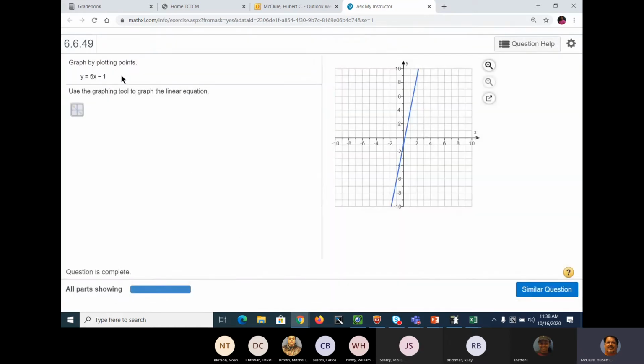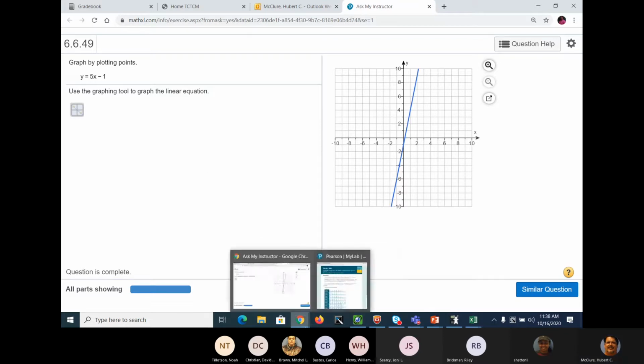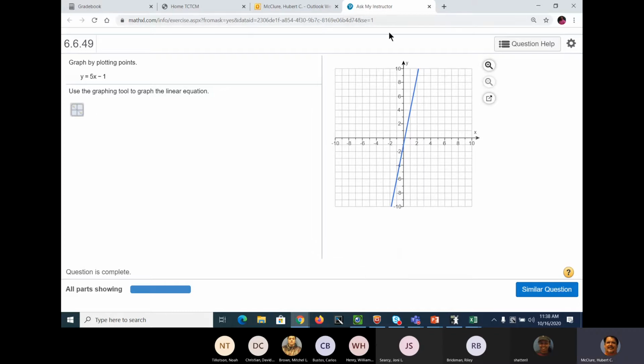Now, if you don't do it by the proper method, it's going to get you. It's going to mark it wrong. And it will know by the points that you pick. That's a test question.